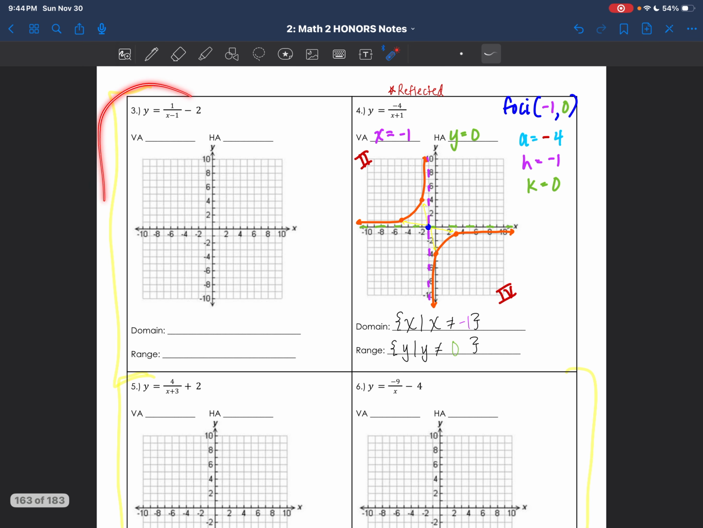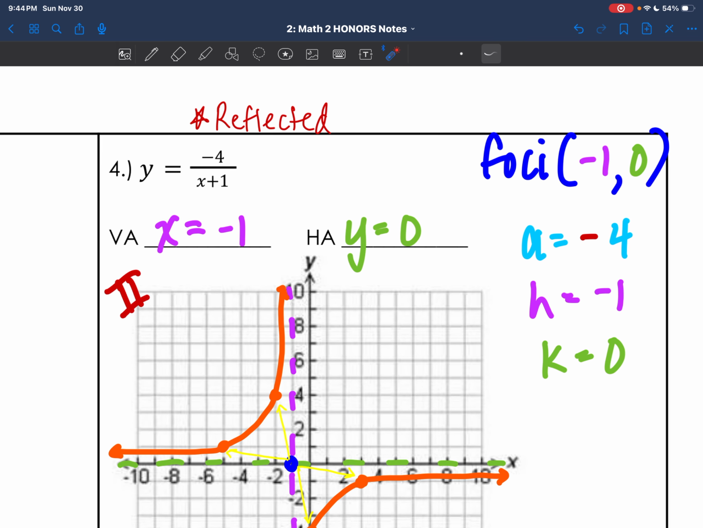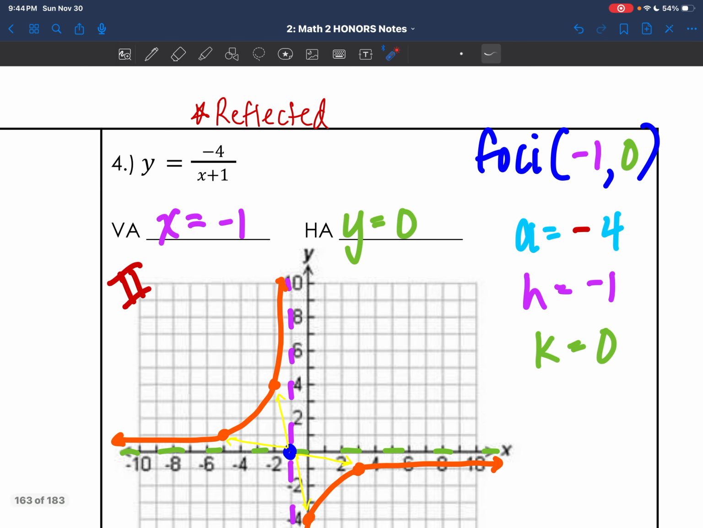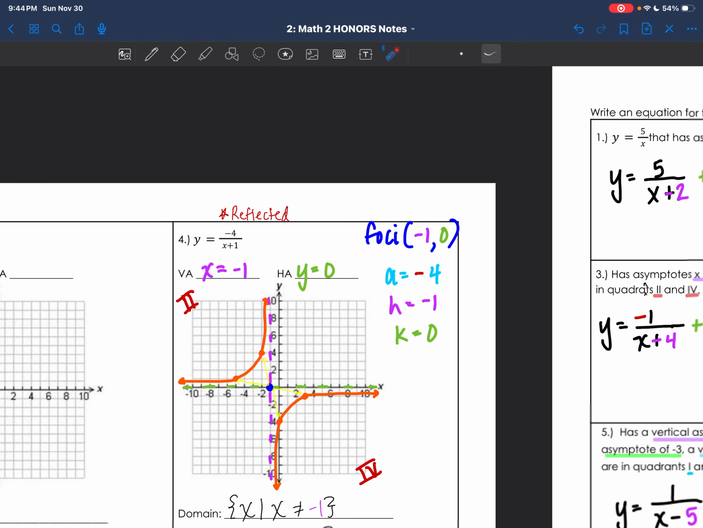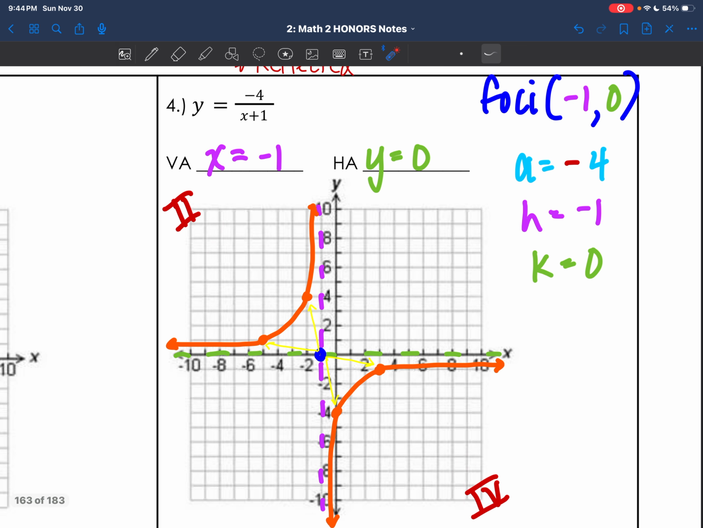All right, so I want you to try this one. And I'm going to do this one with you because it's slightly different. So if you notice here, A is -4. So there's a couple things you need to know. First off, it is going to be reflected. Oops, sorry, that snapped. And also, it's going to be in quadrants 2 and 4. So if it's reflected, that's where it's going to be.